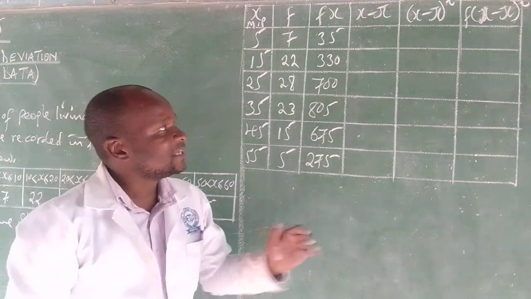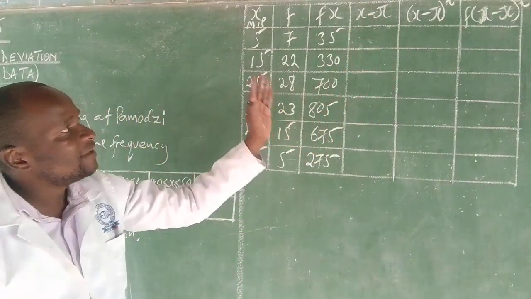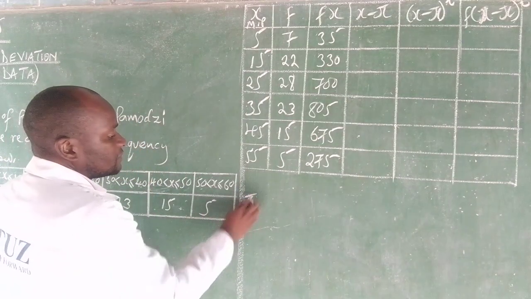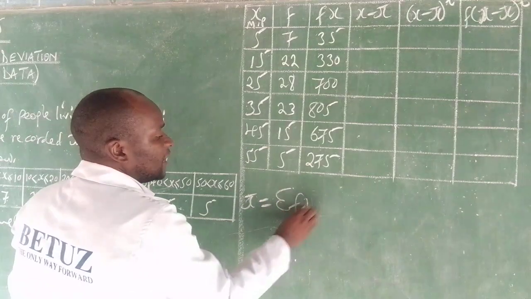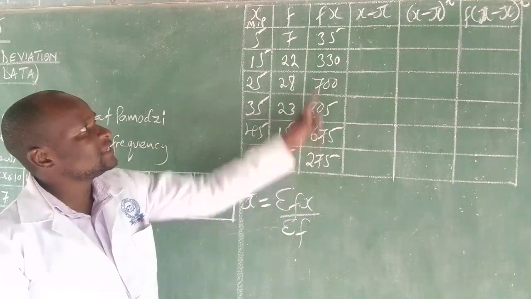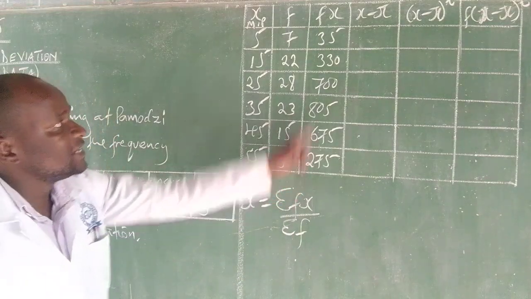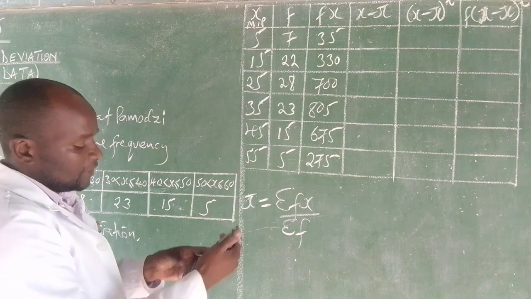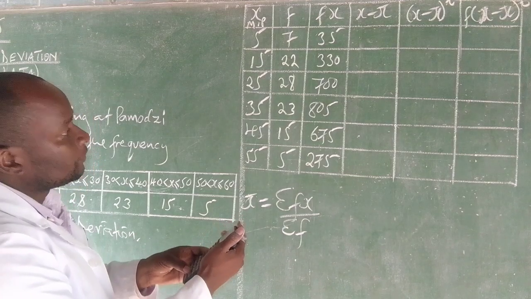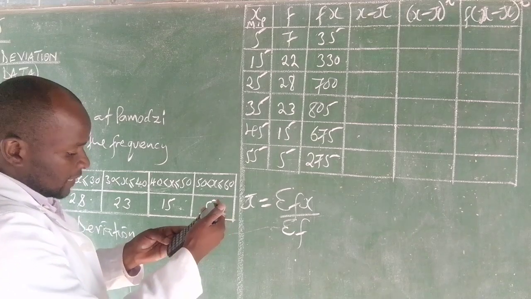Then the next column is telling us x minus mean, meaning we subtract the mean from the x. At this level we don't have the mean, so we should first find the mean. The mean is found by the summation of fx divided by the summation of f. Summation means you add what is in fx, add what is in f, then you divide the two. What we get is called the mean. So now we are adding fx first, that is 275 plus 675 plus 805 plus 700 plus 330 plus 35.